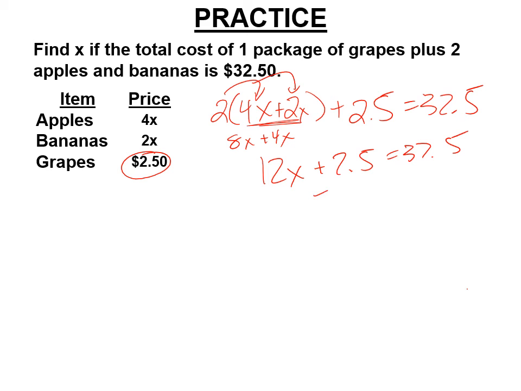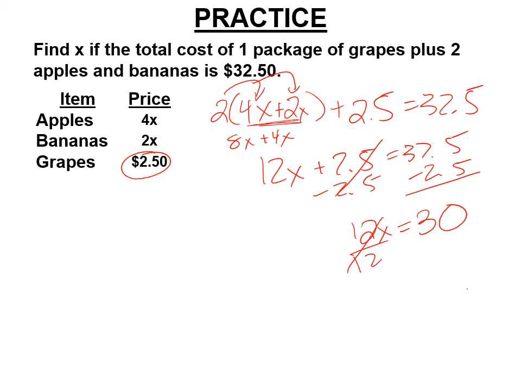Now you could clear the decimal here, but look what's going to happen. You subtract 2.5 from both sides and you get 12x. Am I getting 30? Wow. I didn't make this come out nicely. I'm surprised. I'm wondering if it was supposed to be 10x. Let's see. 4x plus 2x, 2 apples and bananas, 6x, 12x.